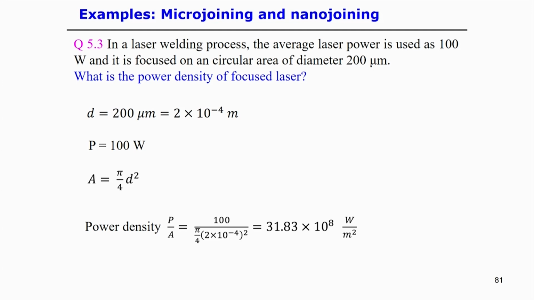First, the diameter which is focused on the sample is given, 200 micrometer, that means 2 into 10 to the power minus 4 meter, and the laser power is 100 watt. But what is the cross sectional area over which the power is focusing? That cross sectional area equals pi by 4 into d square. So, the laser power density can be measured by P by A, power divided by the cross sectional area, and we can find out that it is 31.83 into 10 to the power 8 watt per meter square. So, that is the power density.